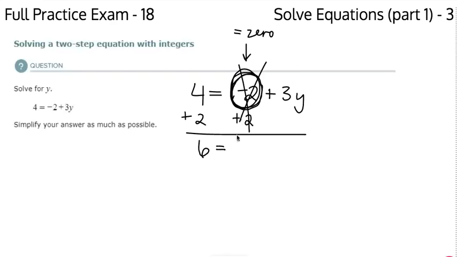Now I'm multiplying a 3 times y, so to undo that, I use the reciprocal. A number times its reciprocal equals 1. Those will cancel and just give me 1y. Whatever I do to the left side, I've got to do to the right side. When you multiply this left side, you get 6 over 3, which simplifies to 2. Y equals 2.